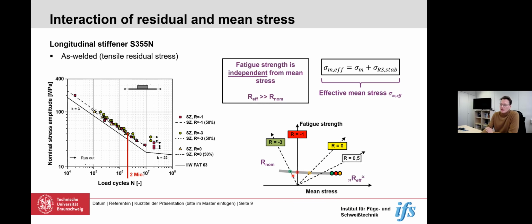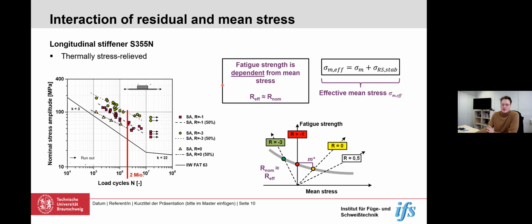Basically, what we can conclude here based on Gurney's assumption is that the effective stress ratio when testing specimens with high residual stress is usually a lot higher than the nominal stress ratio. Now, when it comes to the different effects, with thermally stress relieved samples we see there is a difference, and that difference is quite large. We can also plot the Haigh diagram here, and we see we have mean stress dependency. That means with increasing mean stress, fatigue strength becomes smaller. Basically, that also confirms Gurney's assumption.